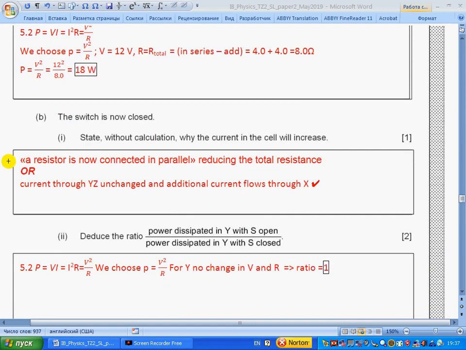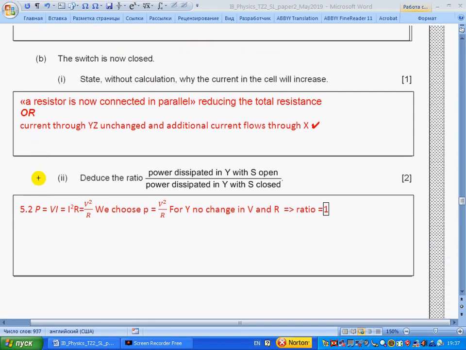So let's see what we have in the mark scheme. A resistor is now connected in parallel, reducing the total resistance. Current through YZ unchanged, and additional current flows through X. Deduce the ratio of power dissipated in Y with S open and with S closed. If we look at the formula, this formula depends only on voltage, which is 12 volt, and resistance, which is 8 ohm. Nothing changed, so the ratio will be 1.